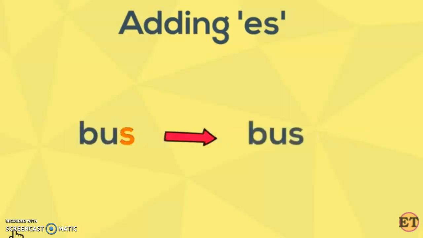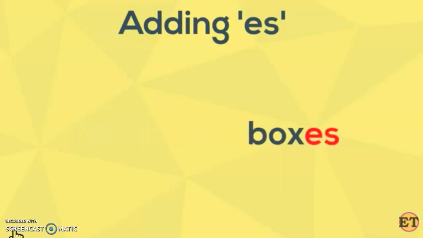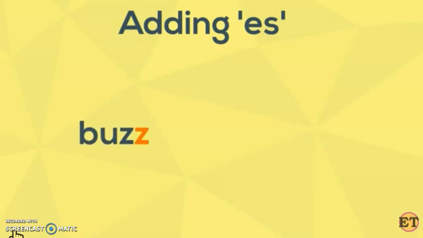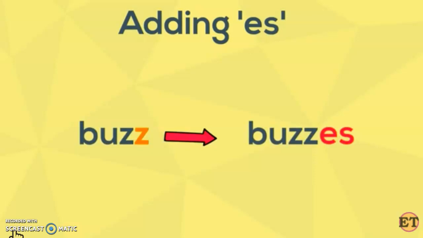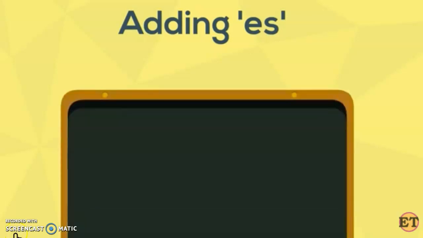Bus ends in s, so we add an es to make buses. Box ends in x, so we add an es to make boxes. Buzz ends in z, so we add an es to make buzzes.